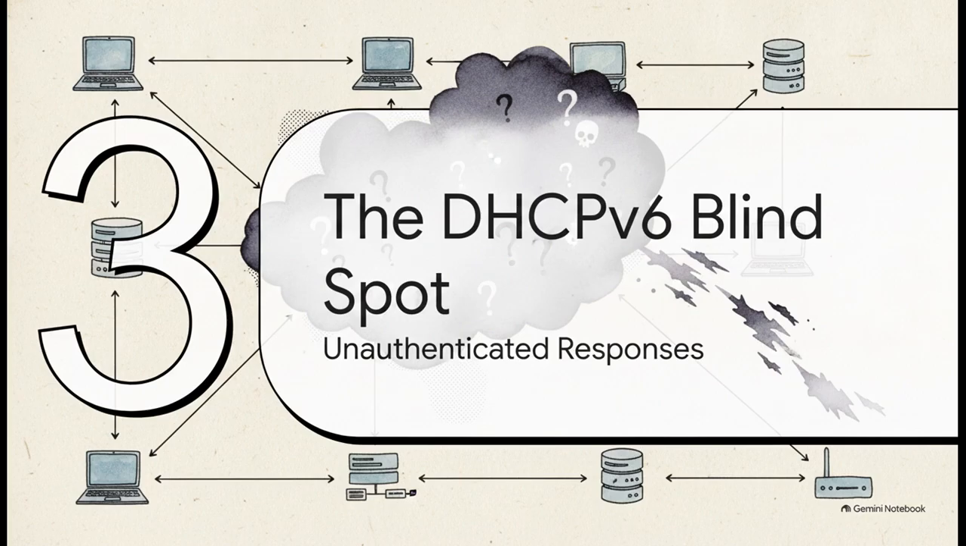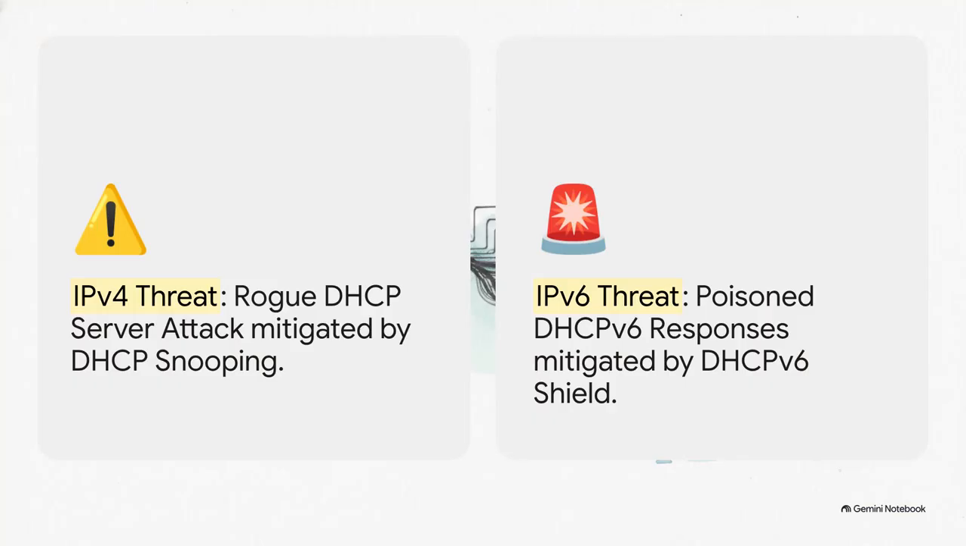That covers SLAAC, but what if your network uses the IPv6 equivalent of DHCP? To really grasp this, let's map the new threat to an IPv4 analogy we all know. In IPv4, we're all familiar with the rogue DHCP server attack, right? And we know exactly how to fix it.